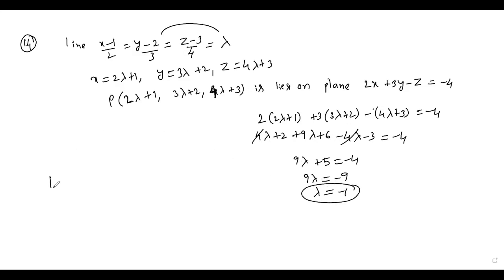Now we need which one? P point. Substitute lambda value minus 1: minus 2 plus 1, minus 3 plus 2, minus 4 plus 3. Finally, the point is minus 1 comma minus 1 comma minus 1. I think that is option B is the correct one. Yes, option B is the correct one.